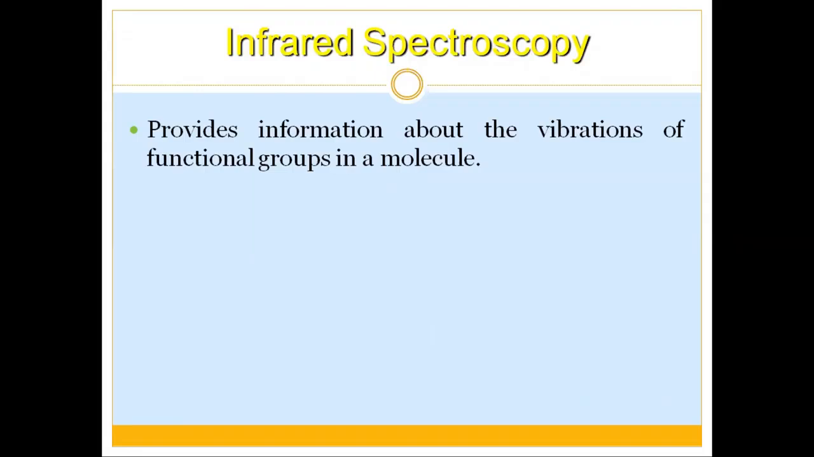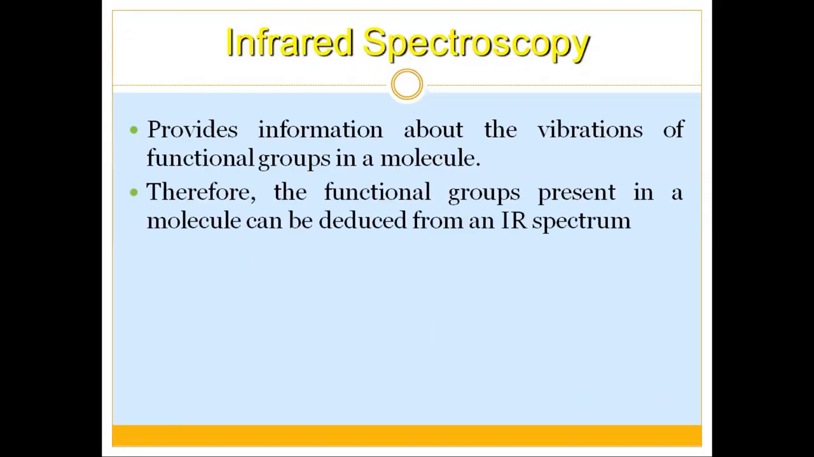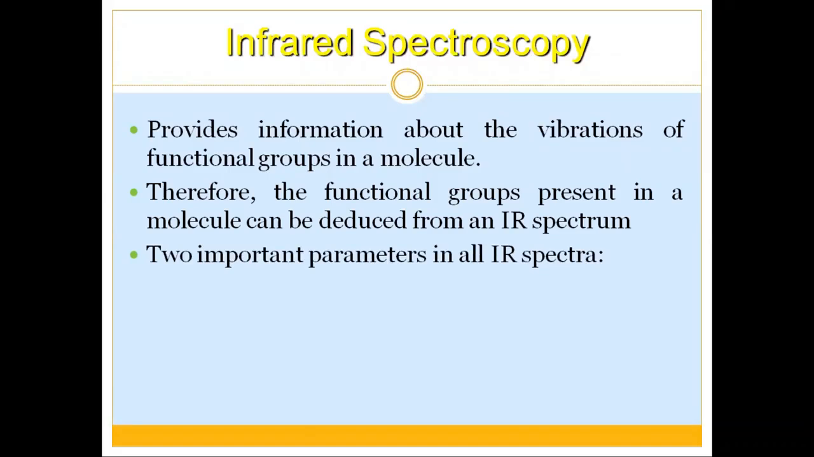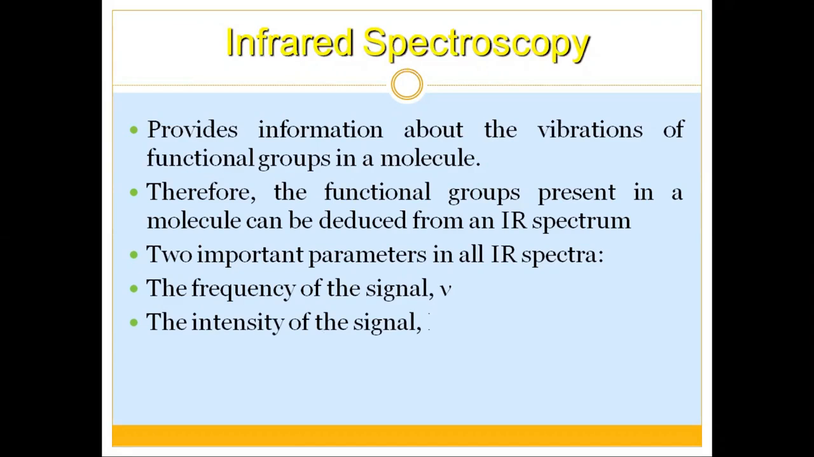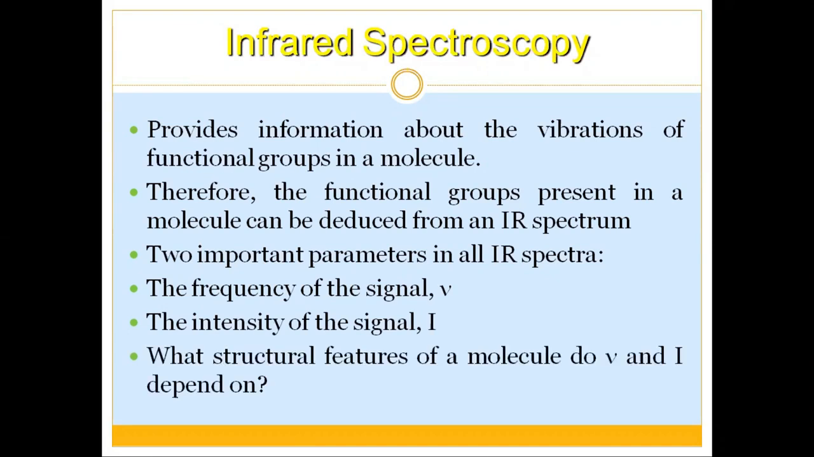It provides information about the vibrations of functional groups in a molecule. Therefore, the functional groups present in a molecule can be deduced from an IR spectrum. Two important parameters in all IR spectra are, first, the frequency of the signal, which is denoted by ν, and the intensity of the signal, which is denoted by I. So, what structural features of a molecule do frequency and intensity depend on?